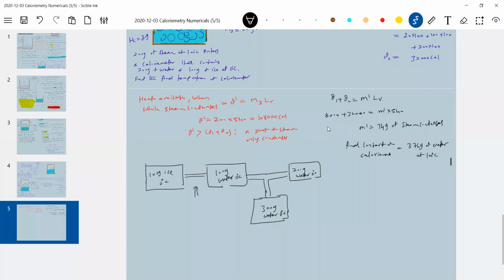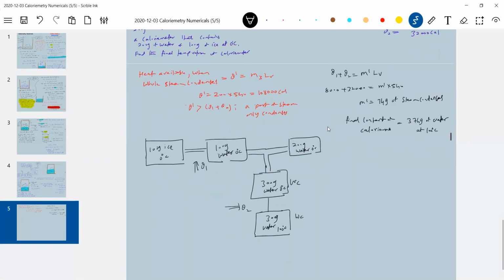Here I'll be supplying Q1 heat. Next, this 300 gram of water should become how much? 100 degrees Celsius. So for that Q2 amount of heat, even the water equivalent of the calorimeter should be there. I need not show that. WC, you write it. It will be understood. So who should provide this Q1 plus Q2? The steam.